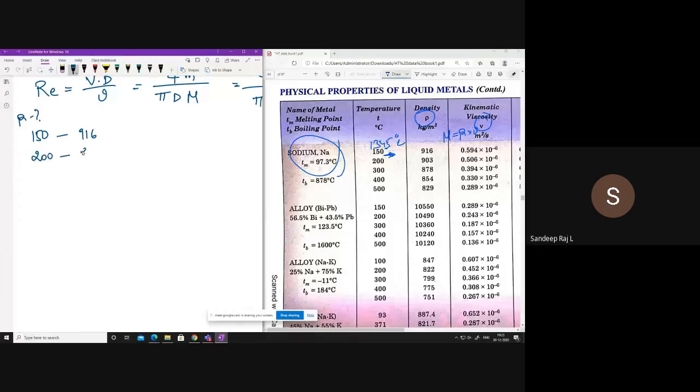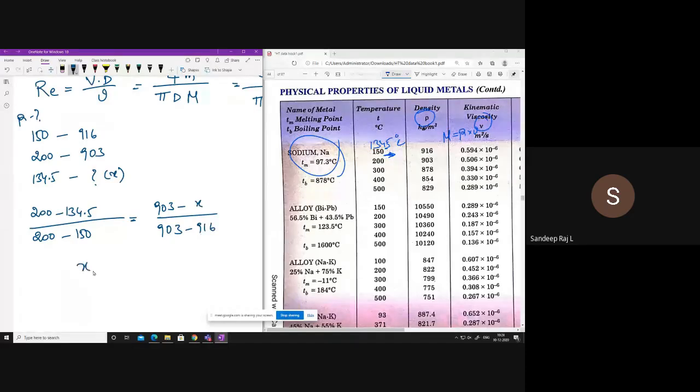For 200, the value is 903, and you need it for 134.5. The procedure is the same. So you write 200 minus 134.5 by 200 minus 150. Whatever you want, you can write on the left-hand side, and the corresponding values you will write on the right-hand side. Same logic you will follow. 903 minus, let's call this x, by 903 minus 916. From this, tell me what is the x value.